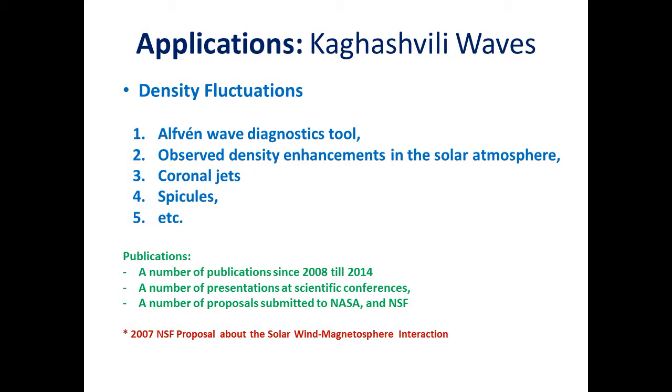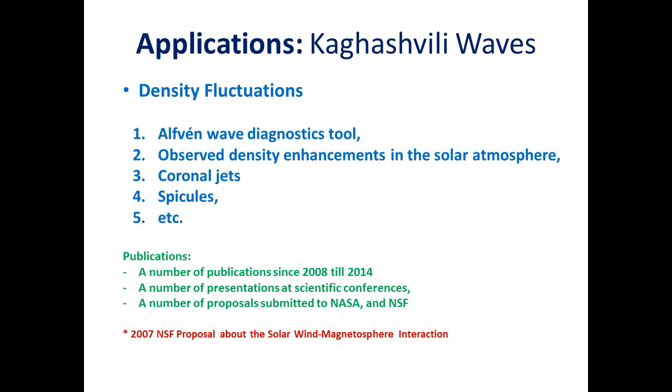Similar kinds of problems with density enhancement in the solar atmosphere, coronal jets, spicules. Well, that was my focus. But you can see that density fluctuations would appear in many different plasmas, but my focus, where I was applying for a grant, the first application was related to the density fluctuations.